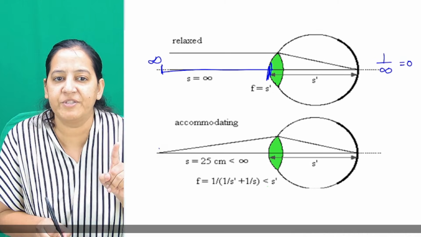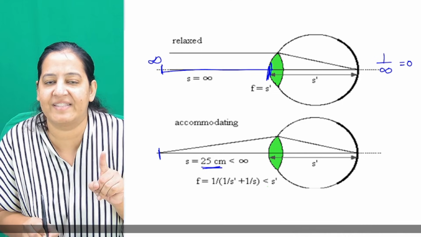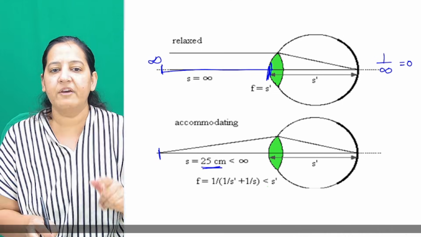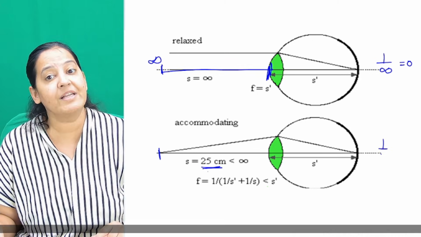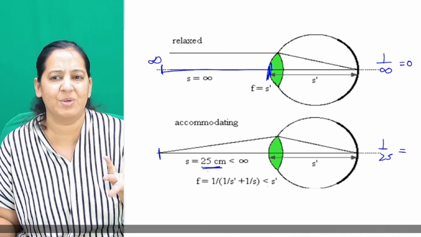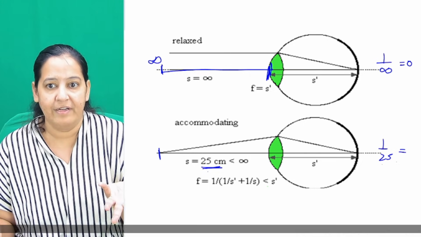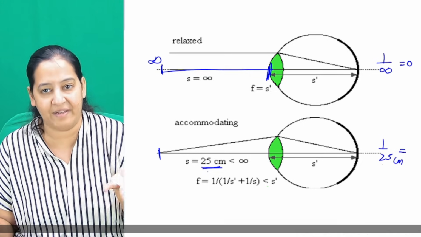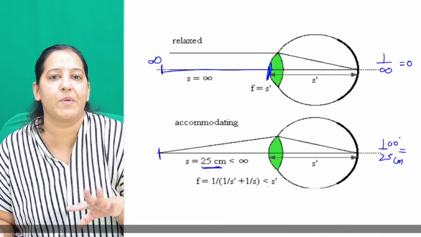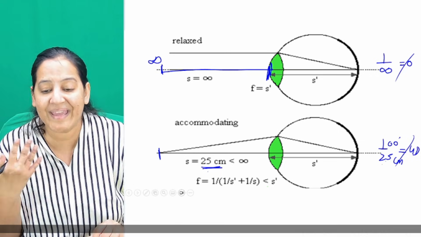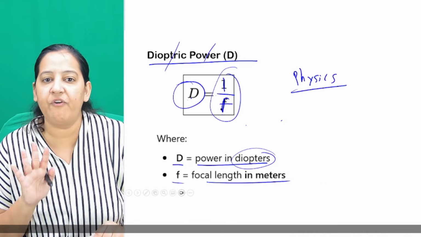Suppose the object is a near object placed at 25 centimeters. Suppose this is the object placed at nearly 25 centimeters from my eye. So here focal length is 25. So here power is 1 by 25. It should be in meters. If I convert 25 centimeters into meters, it is 100 upon 25. So it will be 4 diopter. So 0 diopter, 4 diopter. This is how we calculate power. So this is the formula of the power.